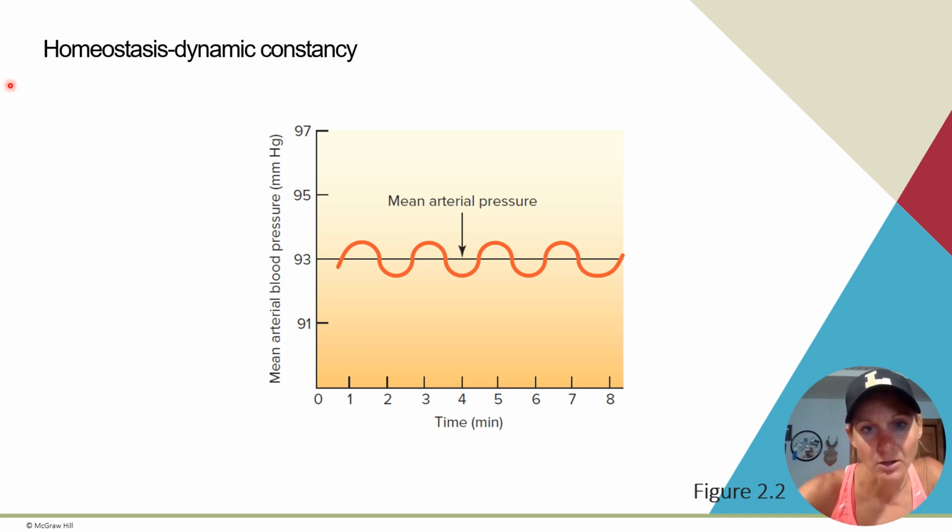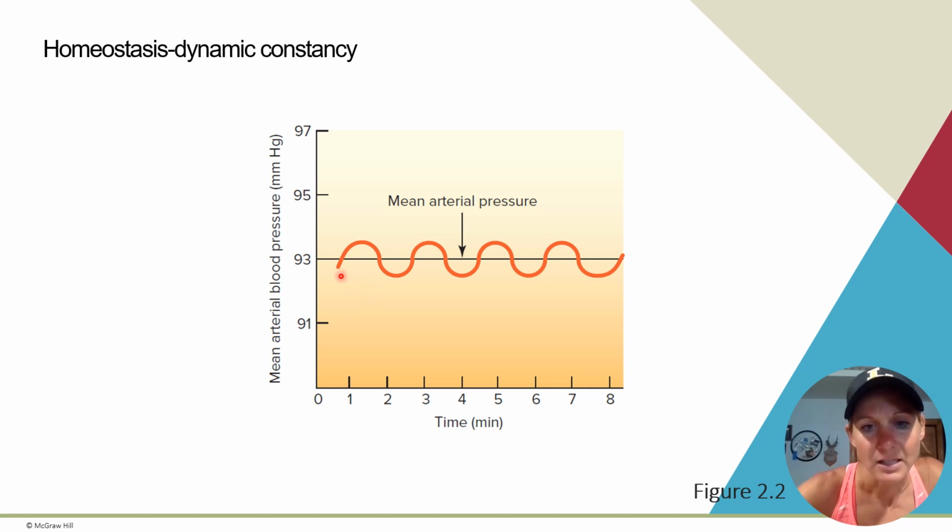So here you can see homeostasis is very dynamic in nature. In this particular graph, we can take a look at what's happening with time on the bottom axis and mean arterial blood pressure shown here. Essentially, the body would like that mean arterial pressure, which is the average pressure that you have in any given minute, to be 93.